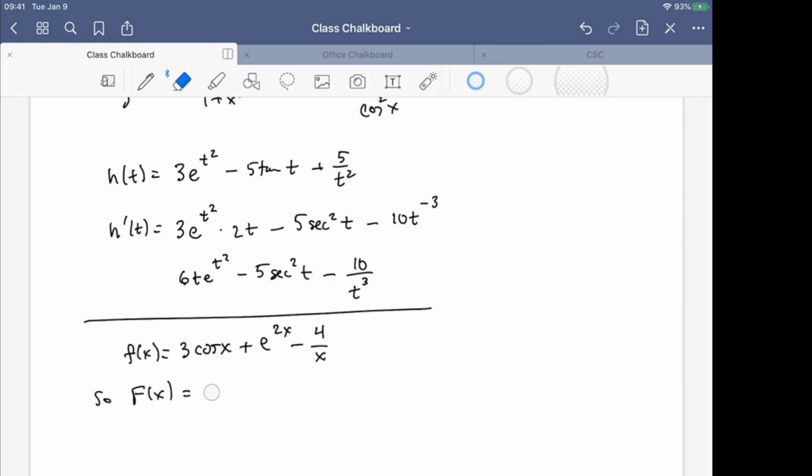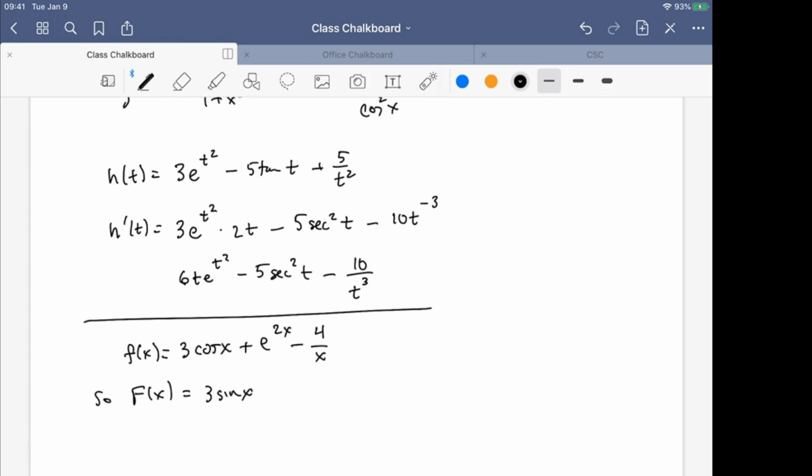Gotcha. Yeah. So the antiderivative is 3 sine x. Okay, the derivative would be negative sine, but we're going the other direction. Okay, good. What about e to the 2x?